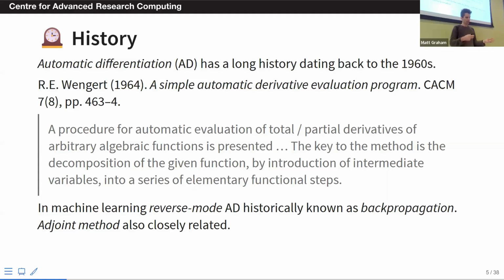Within machine learning specifically, we sometimes hear reverse automatic differentiation being called backpropagation when applied to neural network models. So there's a somewhat independent line of research that has gone on developing AutoDiff-like methods within that context. And there are also strong parallels between the reverse mode of automatic differentiation and adjoint sensitivity analysis. In fact, you can draw very close parallels between the two.